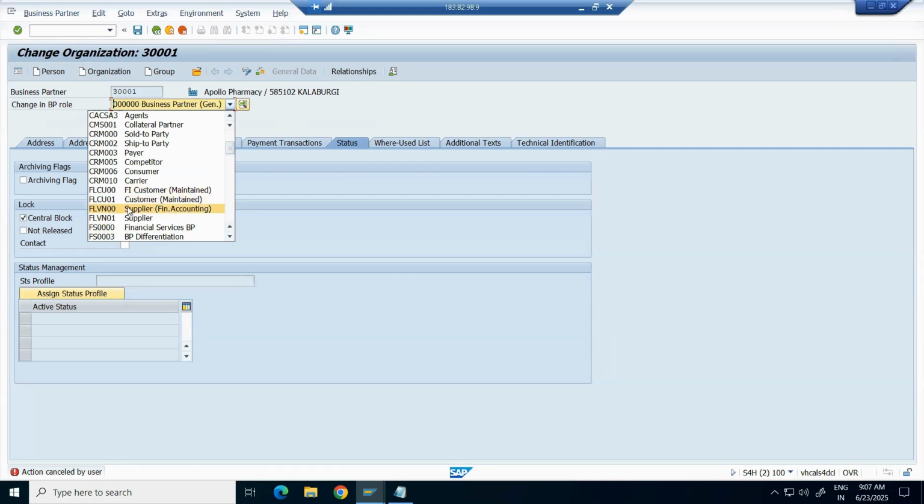Supplier means vendor only. Okay, so if we are going to do only financial transactions with that vendor or customer, then we have to extend the BP role to FLCU00 and FLVN00, not to 01. If we are doing some kind of physical transactions with the customer, supplier or vendor, then we need to extend this BP role to FLCU01, or FLVN01. Clear? Everyone clear?